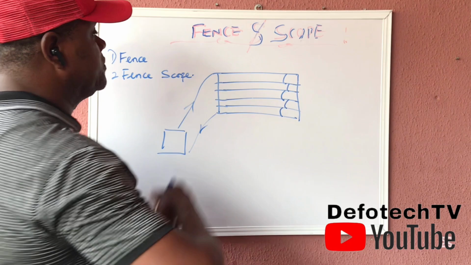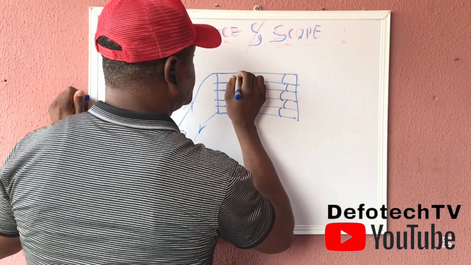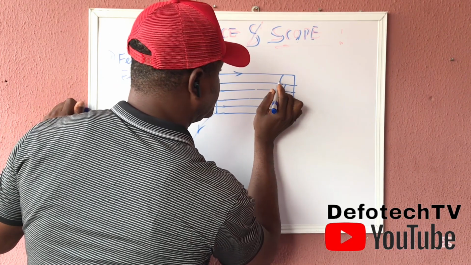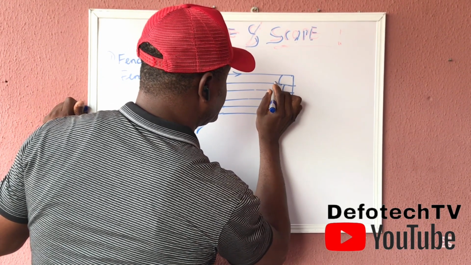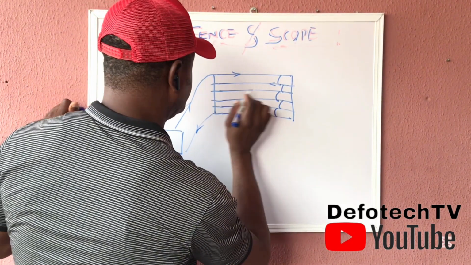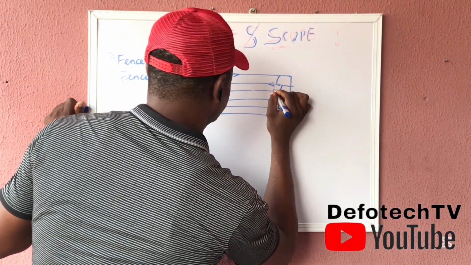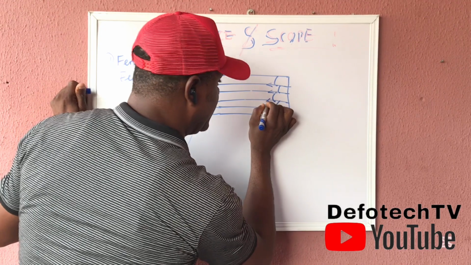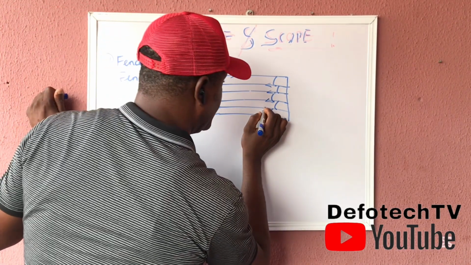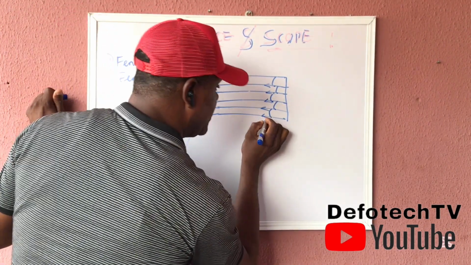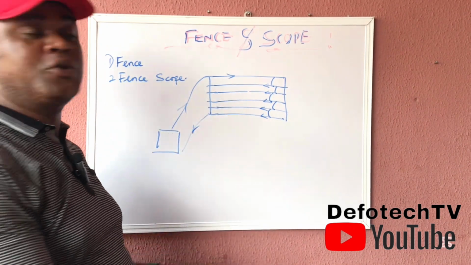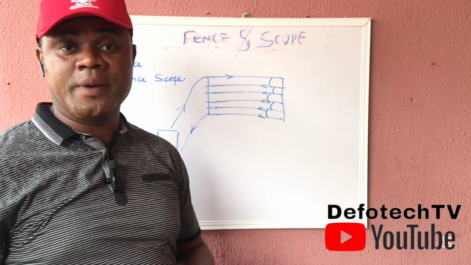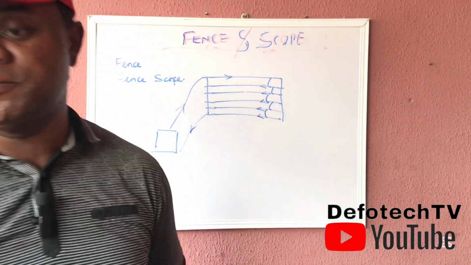Why? Because at the end of the day, you have your current flow. This flows in this direction. It gets here, it's flowing in this direction. It gets here, it's flowing in this direction. It gets here, it's flowing in this direction. You begin to ask, how do I know it flows in this direction? Then let me introduce you to what we want to talk about today, which is the fence scope.